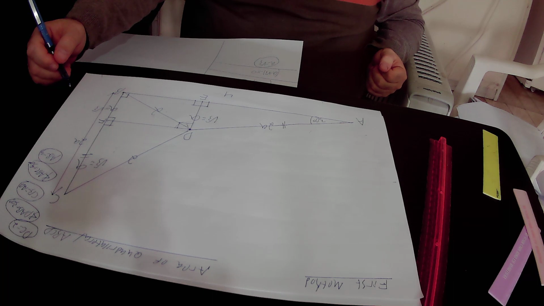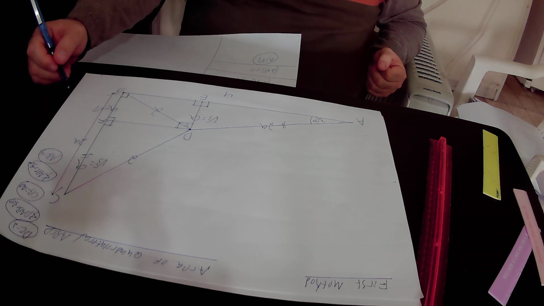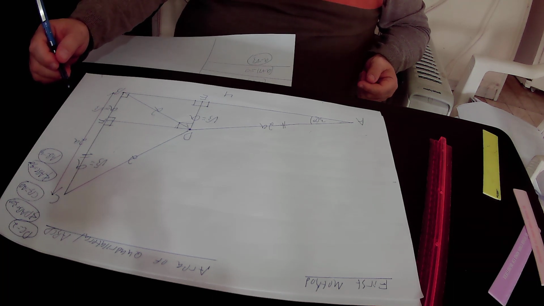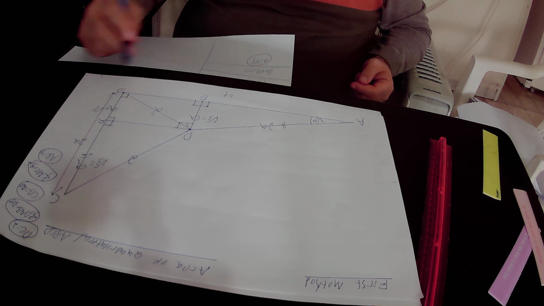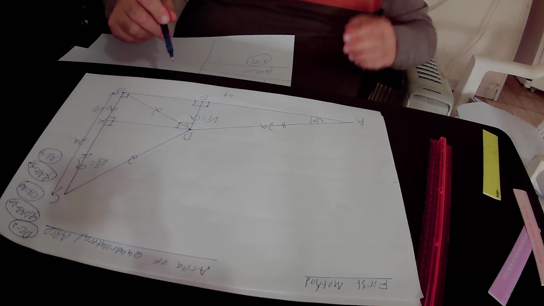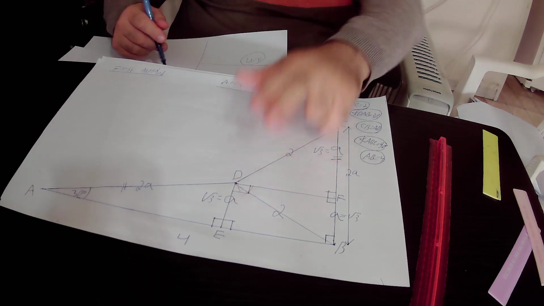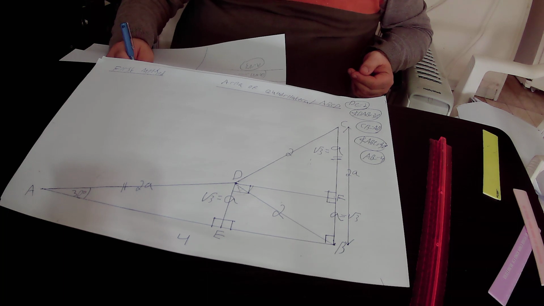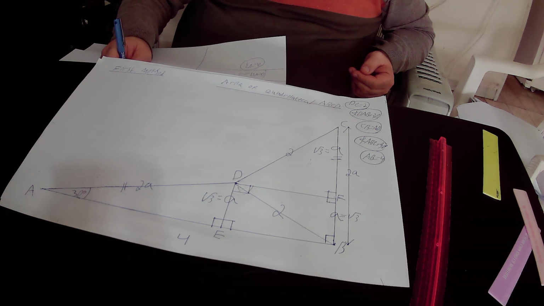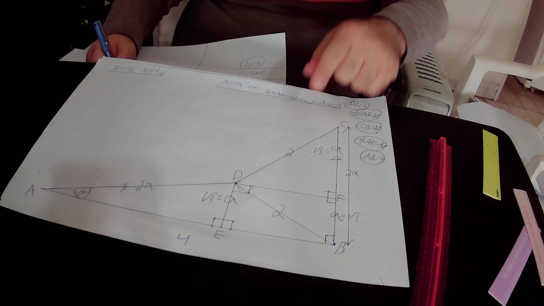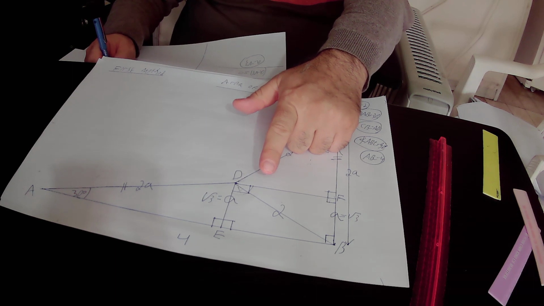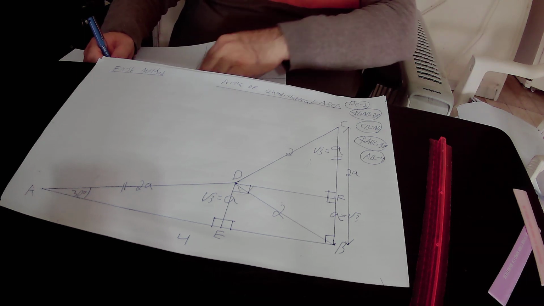And in the next step we will focus on the right triangle, triangle DEB. On the right triangle, triangle DEB, we will implement the Pythagoras theorem on the right triangle, triangle DEB.